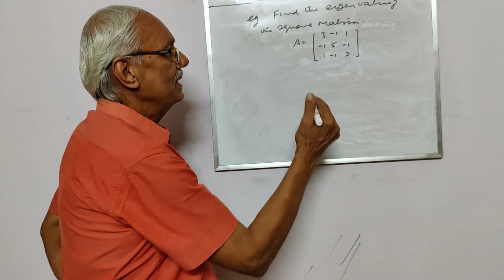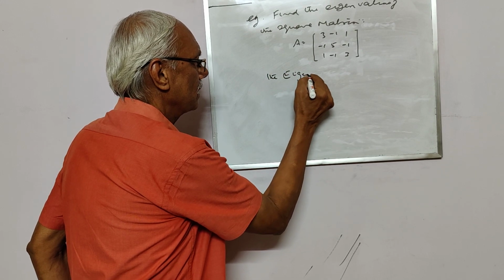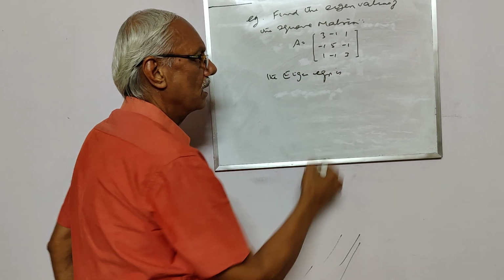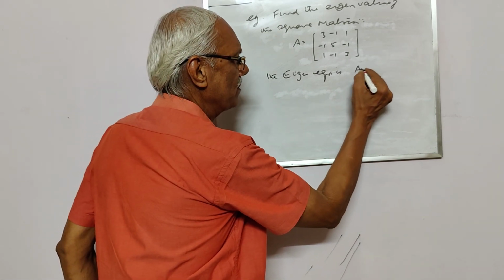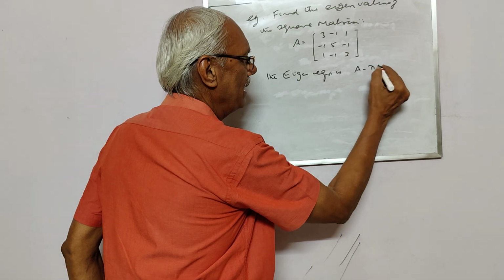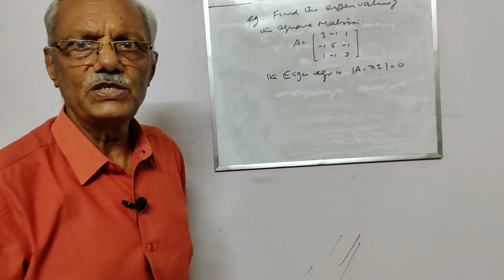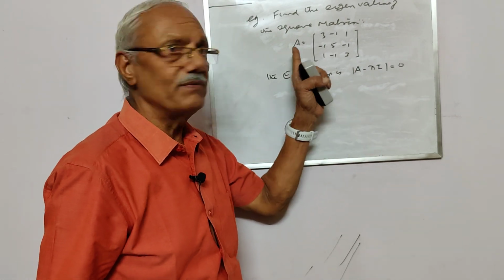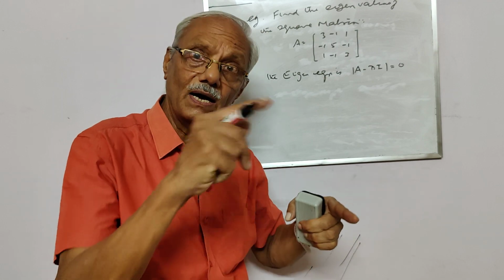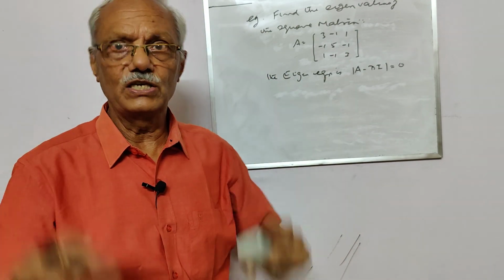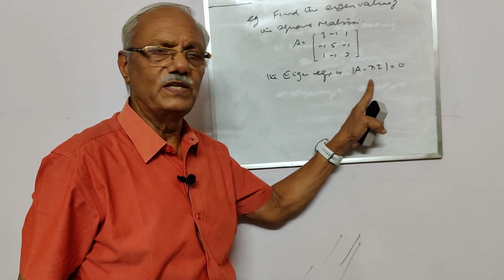Now see, the eigenequation is, what is that eigenequation? The eigenequation is the determinant of A minus lambda I equal to 0. So this is your eigenequation, where lambda represents the eigenvalues, and the corresponding eigenvalues have to be determined. Now let us determine the value of this.